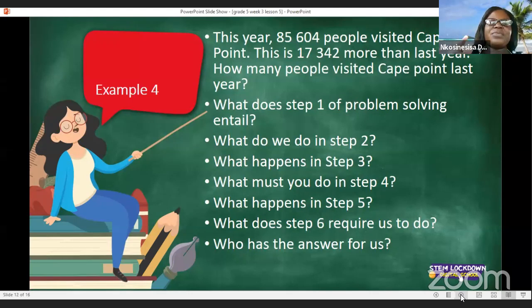I'll reread. This year, 85,604 people visited Cape Point. This is 17,342 more than last year. Then the question is, how many people visited Cape Point last year?